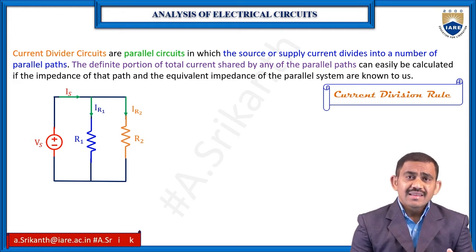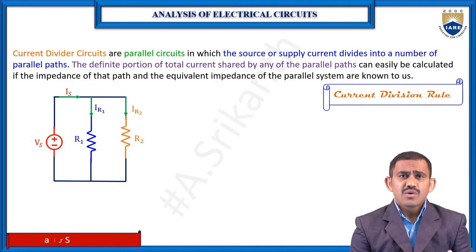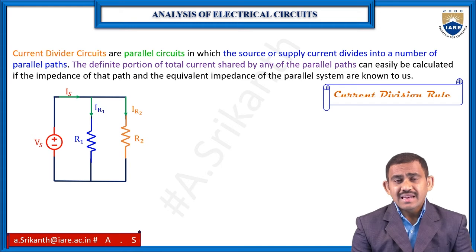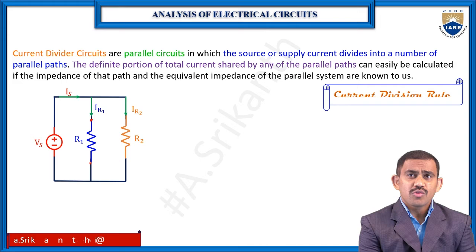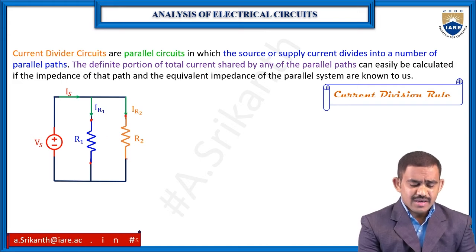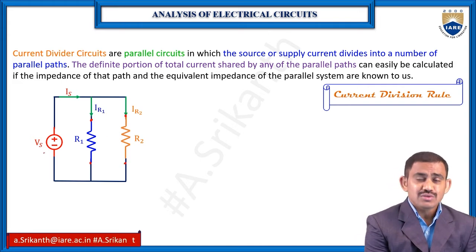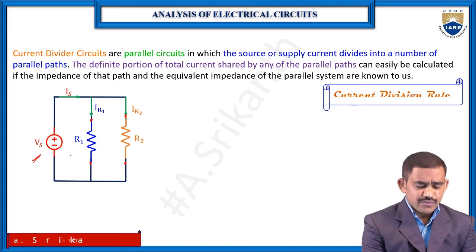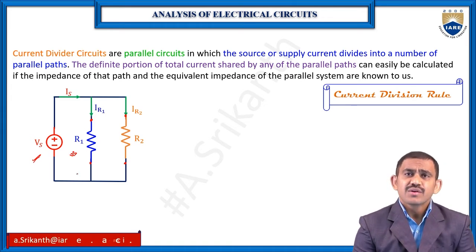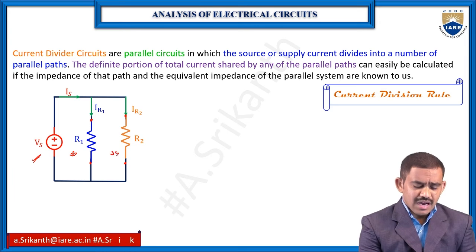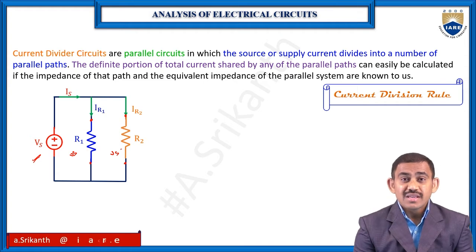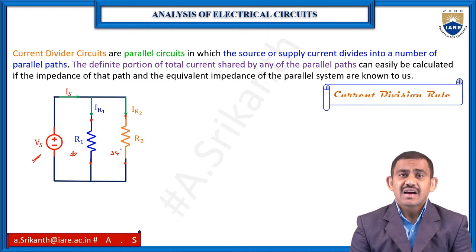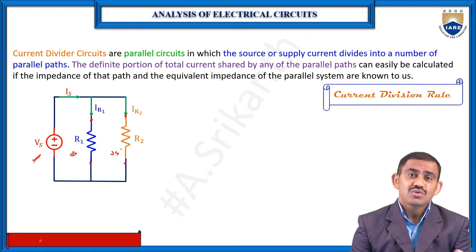In parallel, the voltages are same. Am I right? In series, currents are same. In parallel, each element has the same voltage. So the voltage drop across R1, how much do we have? Same thing, the voltage drop across R2. That voltage is nothing but your source voltage, Vs. Voltage drop across R1 is nothing but Vs. Same thing, voltage drop across R2 also Vs. That means in parallel the voltage drops across each element are equal, which is nothing but your source voltage.